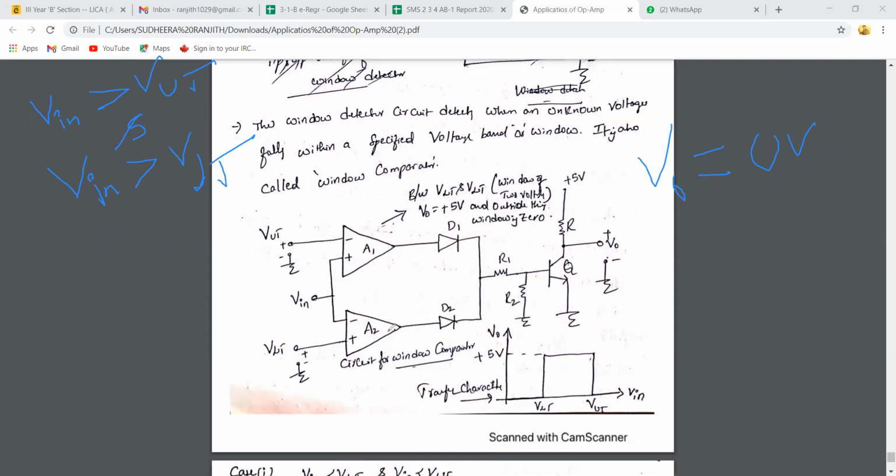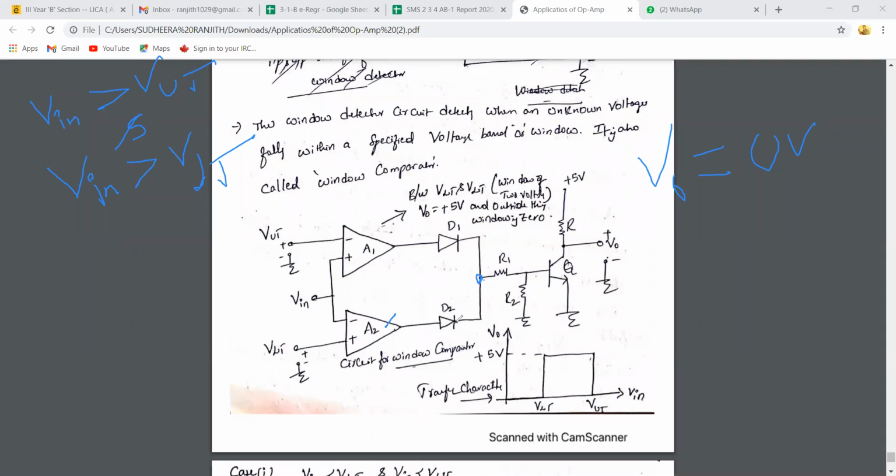So when Vin is greater than VLT, what is the output of A2? Minus Vsat. What about D2? Reverse bias. Reverse bias, sir. Then what is the voltage at this point?